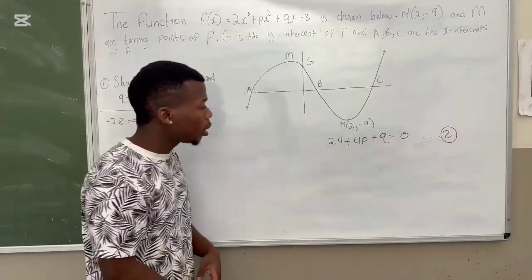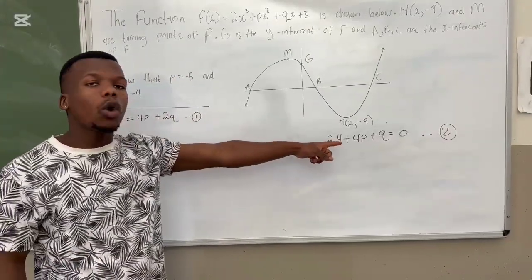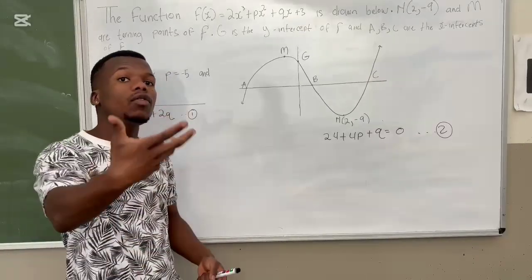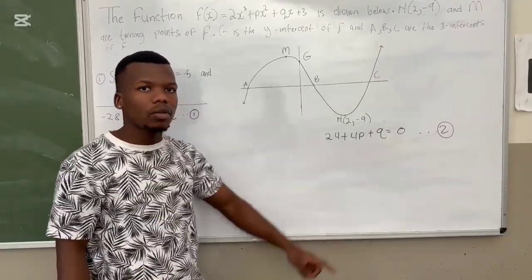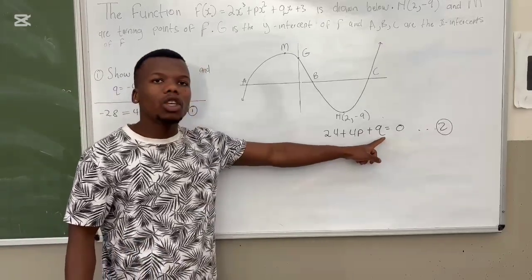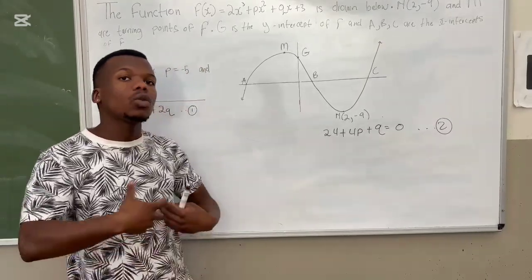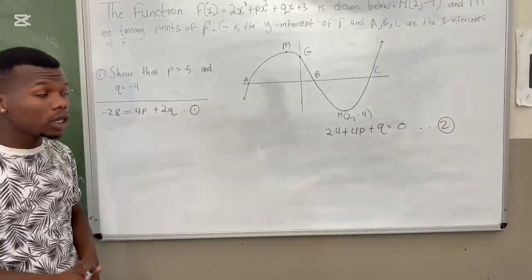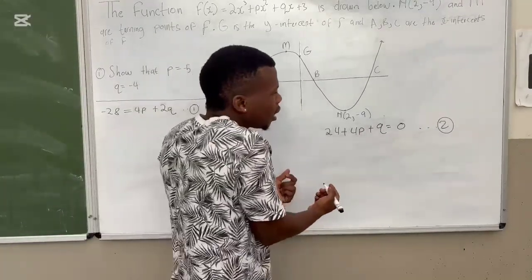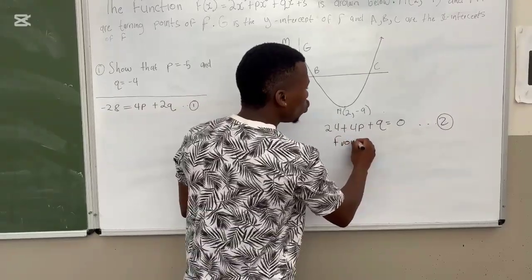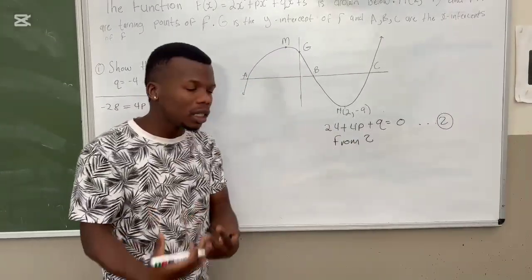Now let's check something. For equation 2, we can make q the subject of the formula, or if you want, you can make p the subject of the formula. But the simplest one is to make q the subject of the formula, so that we can substitute q where we see q here in equation number 1. Now let's check. From 2, we are making equation 3.